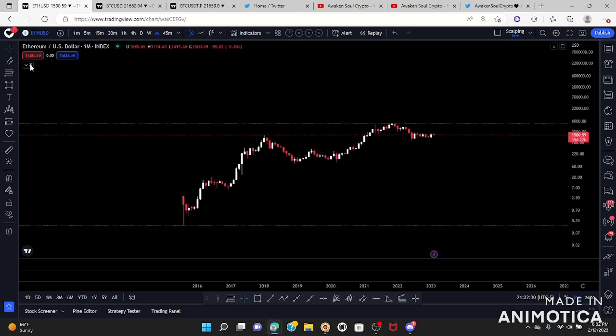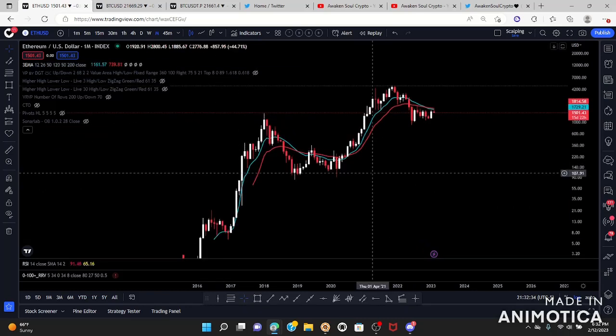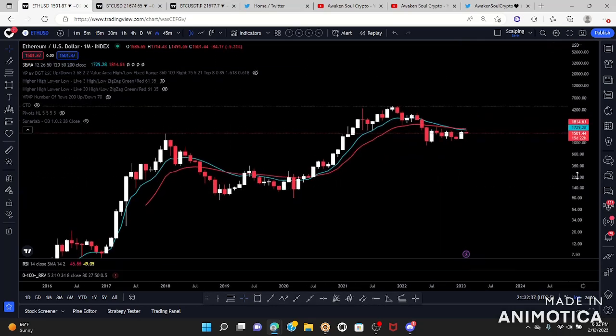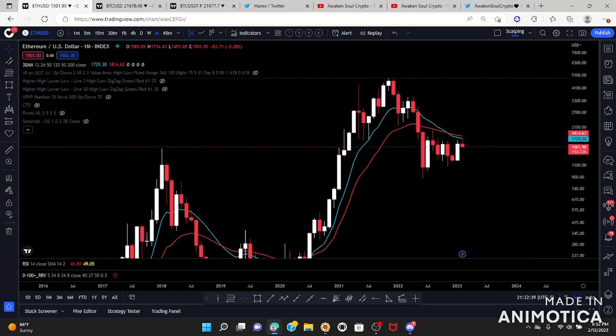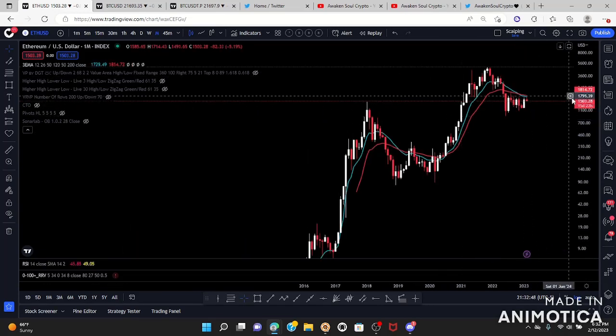I'm going to start on the monthly chart really quick. I turn on my 12 and 26 EMAs, and just looking at it, I want you to see how the 26 is above the 12 EMA and we're having a rejection from the 12 EMA. It looks like it retested and it's coming back down.